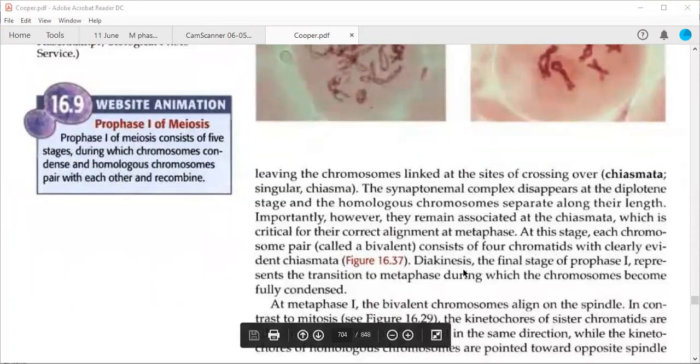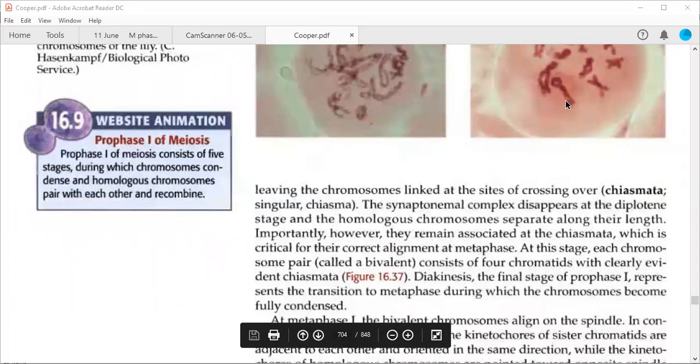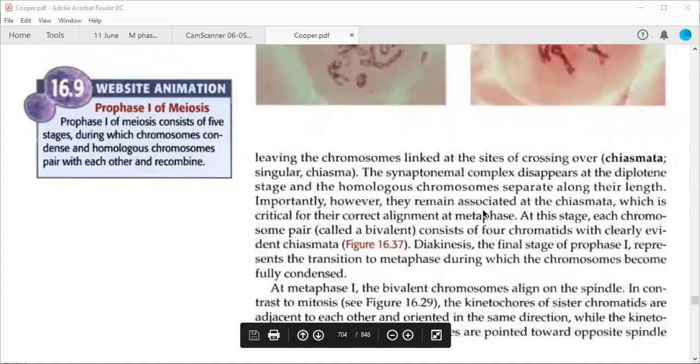At this stage, diakinesis, the final stage of prophase I, is the transition to metaphase, during which the chromosomes become fully condensed. Here you can see fully condensed chromosomes. This is characteristic of diakinesis.